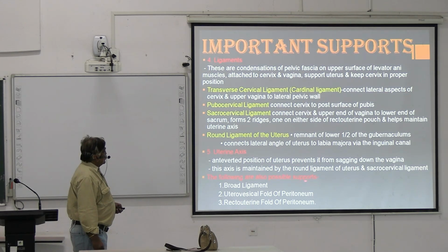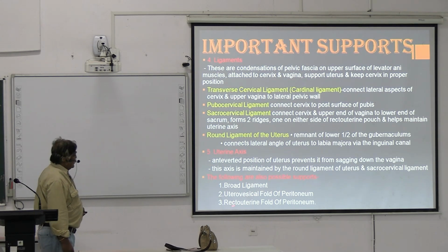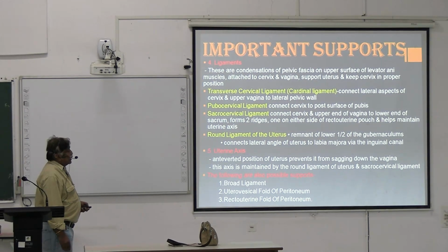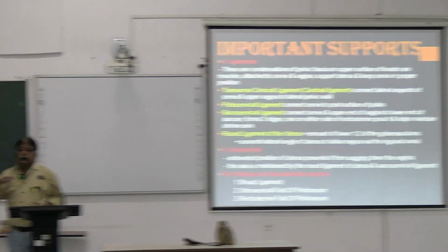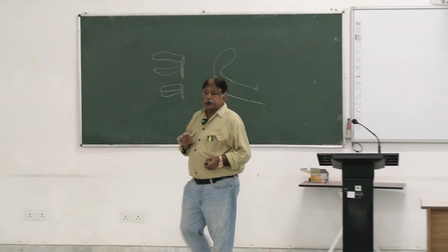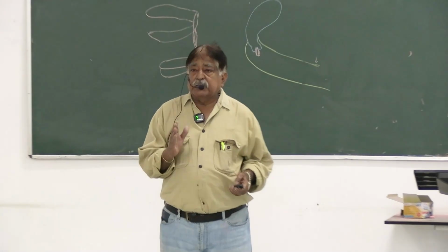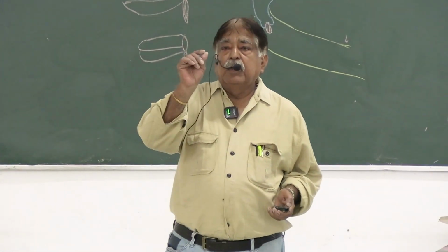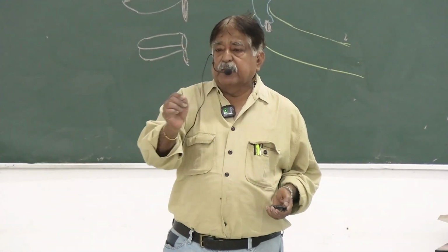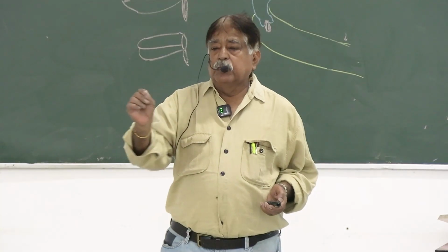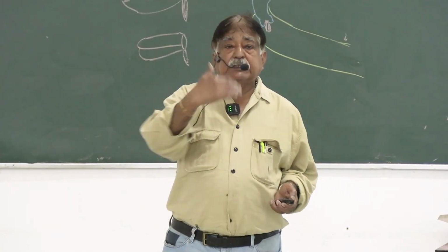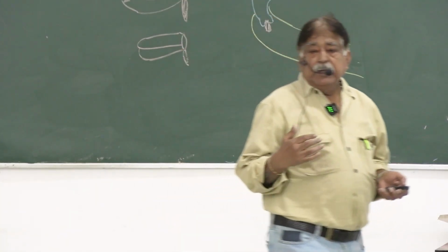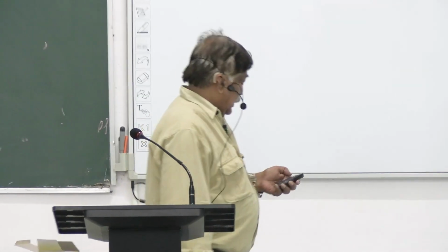The following are also possible supports: broad ligament, uterovesical fold of the peritoneum, recto-uterine fold of the peritoneum. Now, supports of the uterus can be a full question. A full question is 10 marks, or in your question paper you have seen 1 + 2 + 3 like this. So, for each component you draw some figures, some illustrations, and go on labeling them.